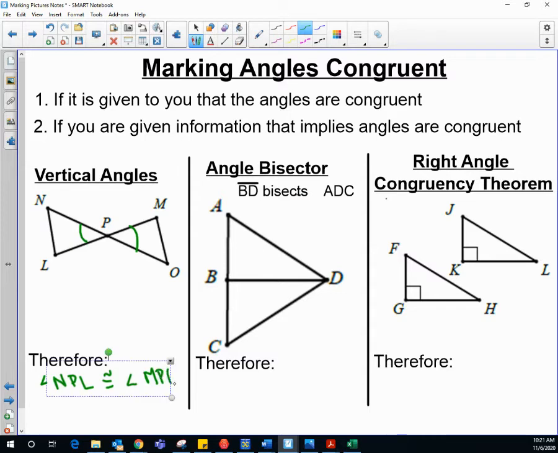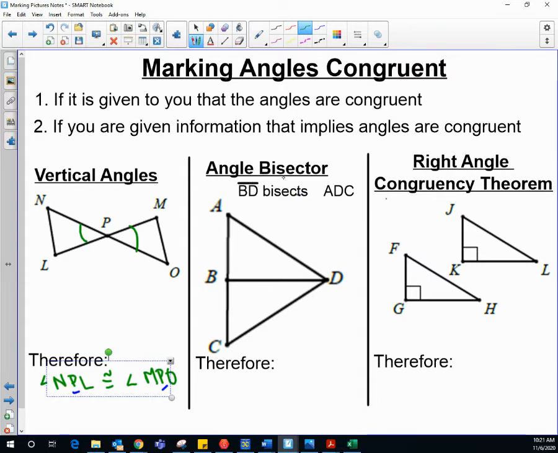And we see that the vertex, which is P for both angles, is in the middle. Okay, so make sure that's how you name the 3-letter angle. So again, remember, vertical angles, they won't explicitly tell you, but it's implied in the picture and you have to be able to recognize it.